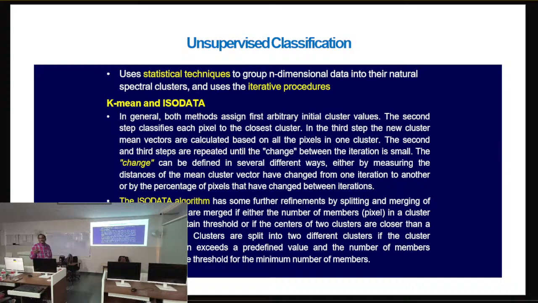Many times, when practically classifying an image, you have the exact idea of what type of feature it is. But when you do an unsupervised classification, it takes into consideration all those variations, which may also belong to the same class.